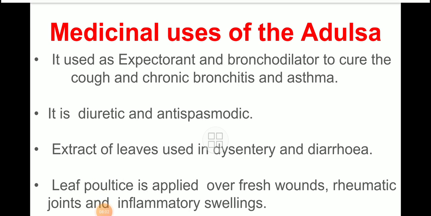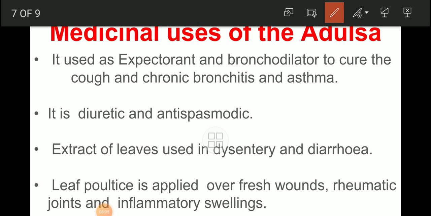Now, my friends, medicinal uses, as I have said to you, it is expectorant and bronchodilator to cure the cough, chronic bronchitis, asthma म्हणजे दमा, क्रॉनिक ब्रॉन्कायटिस म्हणजे डांग्या खोकला, कफ म्हणजे साधा खोकला. तर त्याच्यावरती this is very diuretic in nature, very useful. I have to say that the medicine which is prepared with the help of adusa.